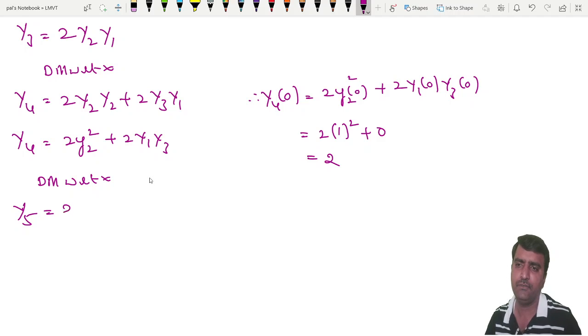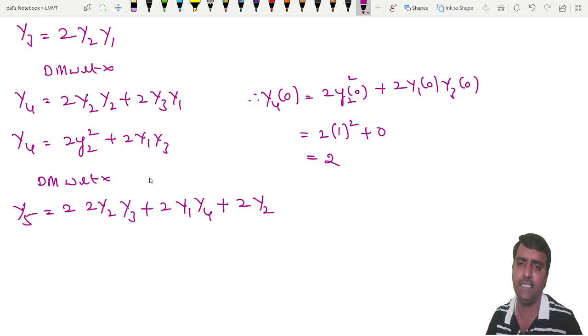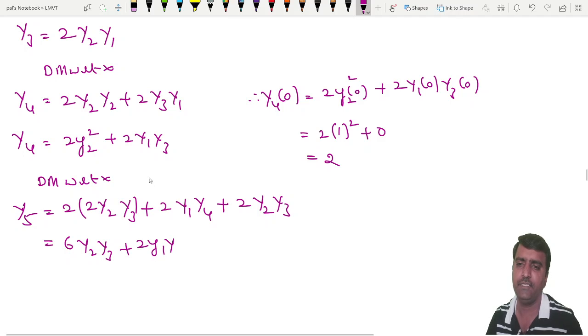y5 is equal to 2 into differentiation of y2 square, which is 2y2 (first differentiate the power), 2 into y2 to the power 2 minus 1, that is 1. Again, differentiation of y2 is y3, plus 2 into y1 into differentiation of y3, which is y4, plus 2 into differentiation of y1, which is y2 into y3. Its simplification gives that 2 2s are 4, 4 plus 2 is 6, so 6 y2 y3 plus 2 y1 y4.